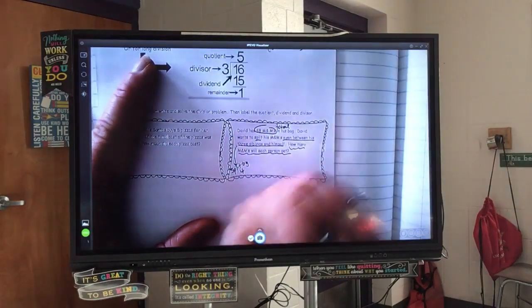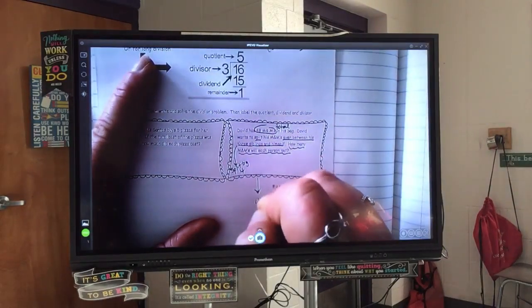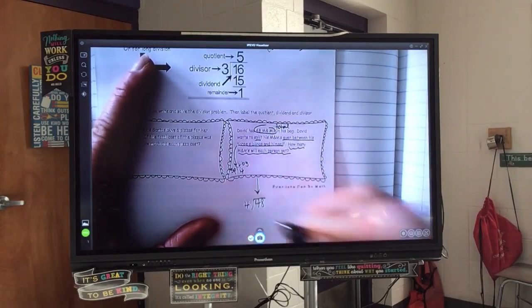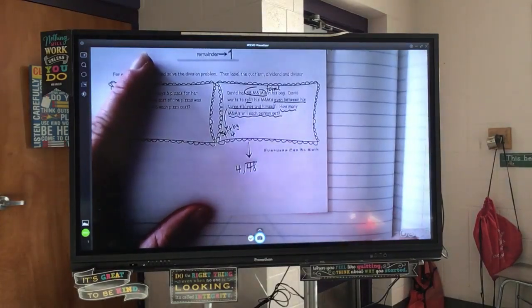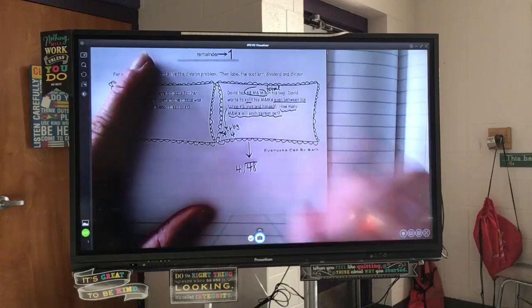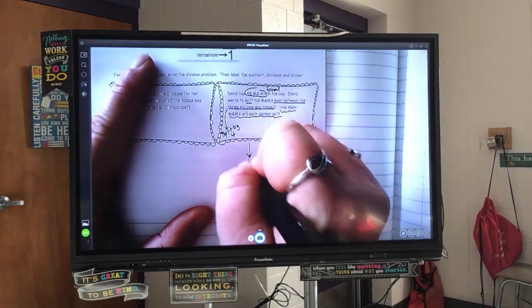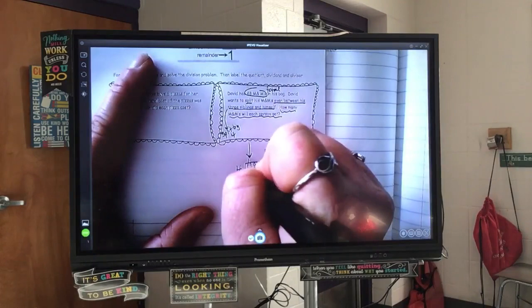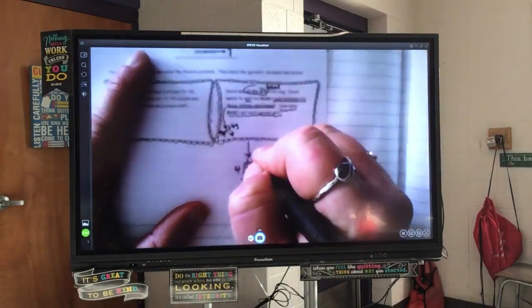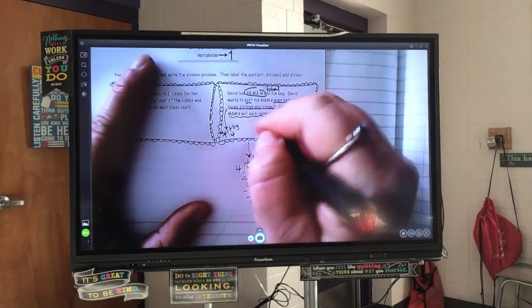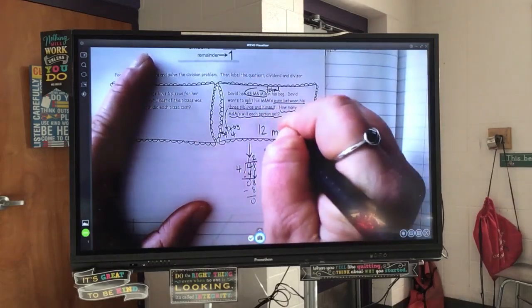So we're going to do 48 divided by 4. How many times does 4 go into 4? William? 1. Bring down my 8. How many times does 4 go into 8? Twice. So each person is going to get 12.